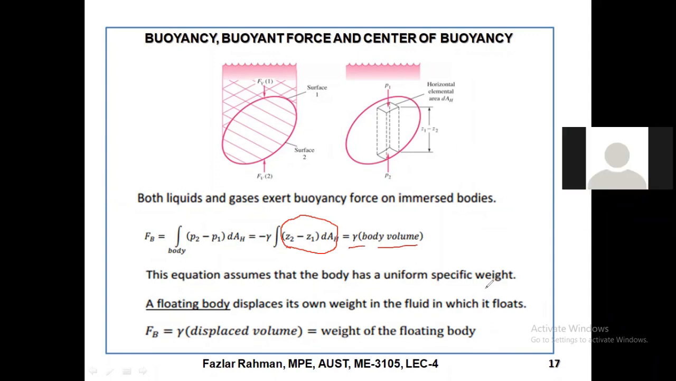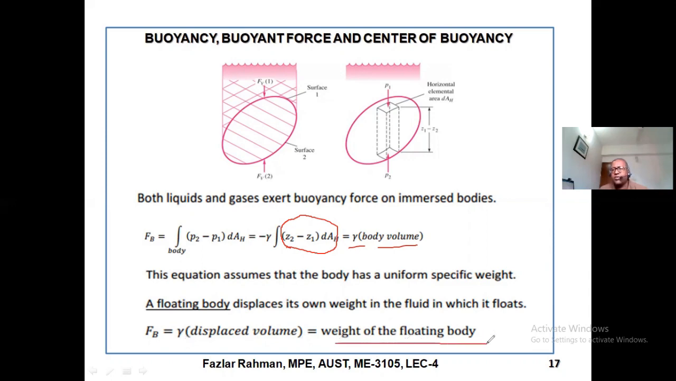So this was given by Archimedes long ago. This equation assumes that the body has a uniform specific weight, which means the density is uniform. A floating body displaces its weight in the fluid in which it floats. So FB equals gamma into the displaced volume, which will be equal to the weight of the floating body, because this force is working upward but the weight is working downward. So both have to be the same. Otherwise, if the weight is more, then it will go to the bottom floor of the river or lake. If both are equal, then wherever you keep the object, it will remain there.